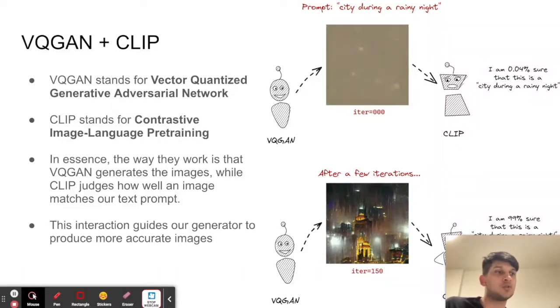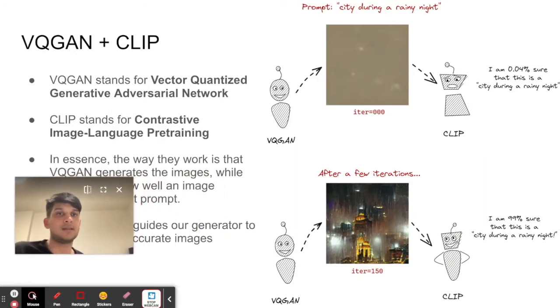So in essence, these two networks work with each other. They work in a way where VQGAN generates the image while CLIP judges how well an image matches our text prompt. This interaction guides the generator to produce more accurate images. You can see in the picture right here that VQGAN says city during a rain night and CLIP says no, not really. And then it actually generates a pretty believable picture. And I guess CLIP is then happy with it.